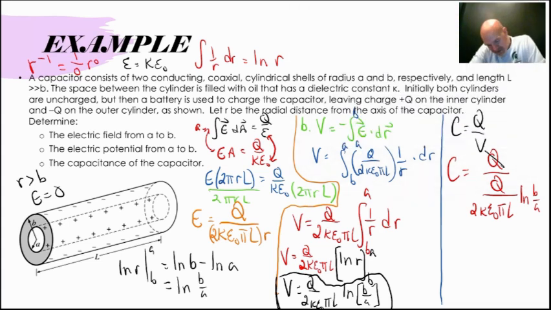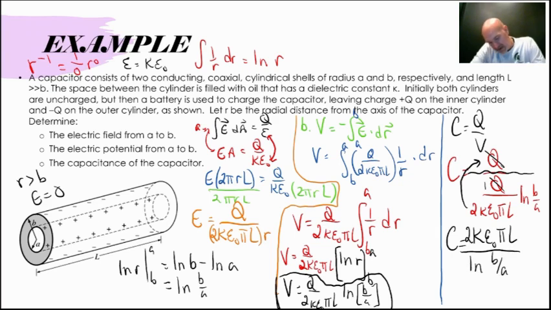These Q's cancel, because this is the numerator Q and this is the Q that came from the V. And so because now this is 1 over, that whole mess goes up top, leaving just the natural log of B over A in the denominator. So we got 2 kappa epsilon naught pi L divided by the natural log of B divided by A. So there is our capacitance. I know it's crazy, right? But there is how you find the electric field using a dielectric material.